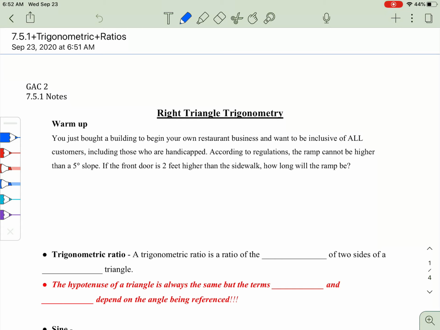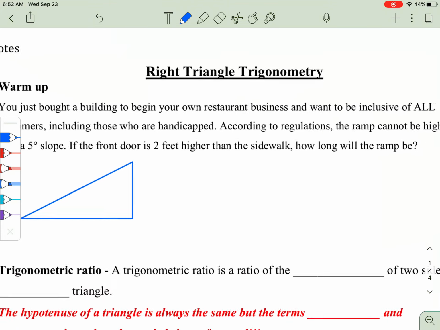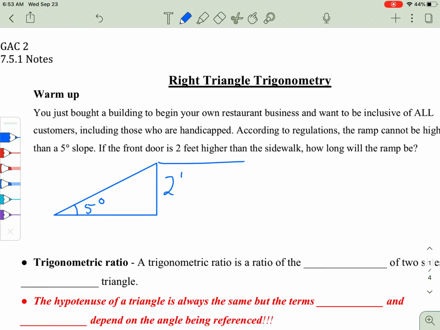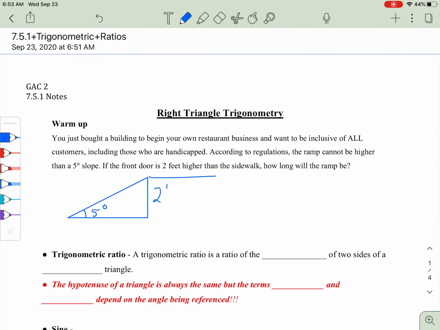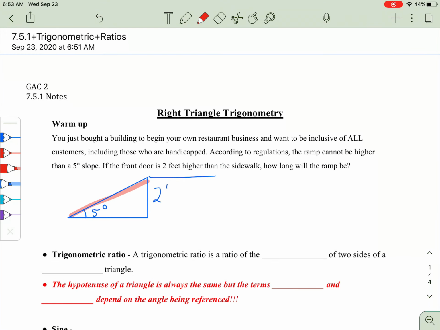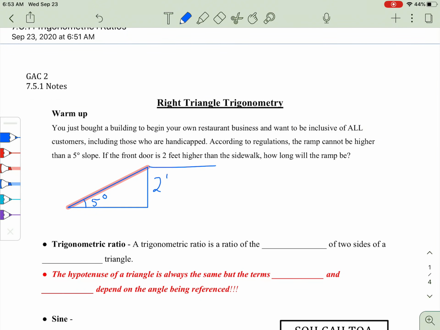In the meantime, I'm going to draw this picture here for you, and that represents the triangle that you would see with this ramp. So if this is the ramp and this is the top of the sidewalk, it says that that is 2 feet higher. Okay, so that's 2 feet. And then this is a 5-degree slope. Obviously that looks a lot bigger than a 5-degree slope. So then it says, how long will the ramp be? So it wants to know how long is this part. So think about that, see if you can figure it out, pause the video, we're going to come back to it later.